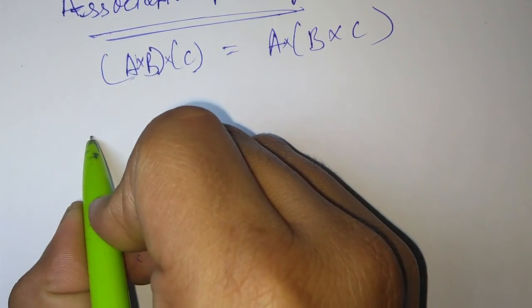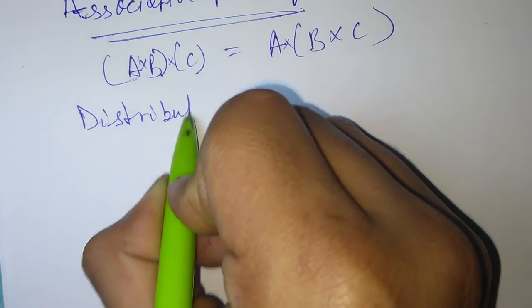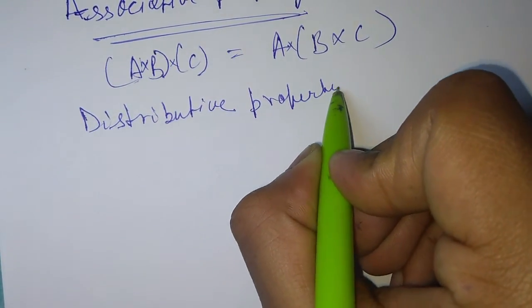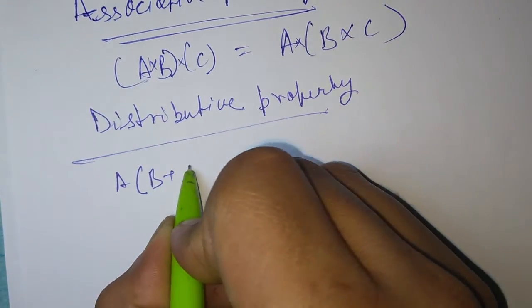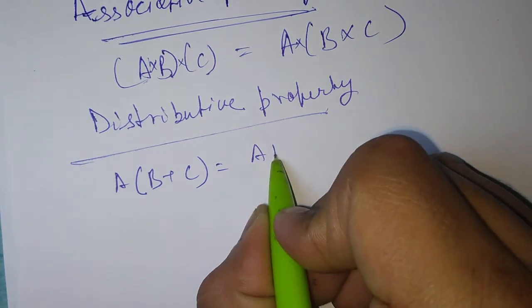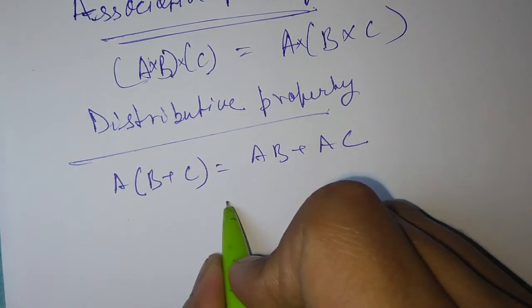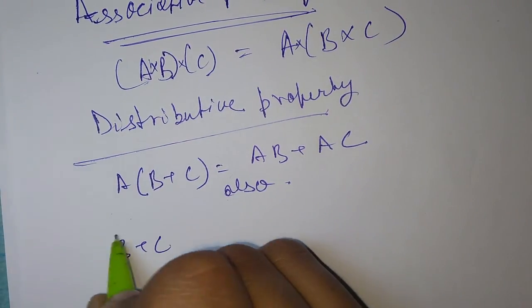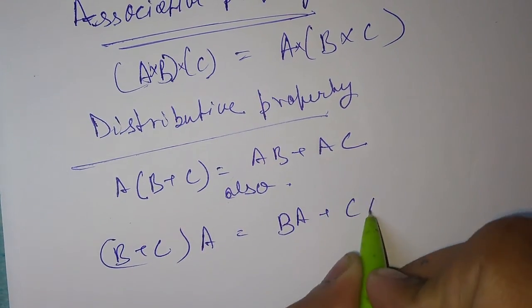Third property is distributive property. A times (B plus C) equals to AB plus AC. Also, (B plus C) times A is equals to BA plus CA.